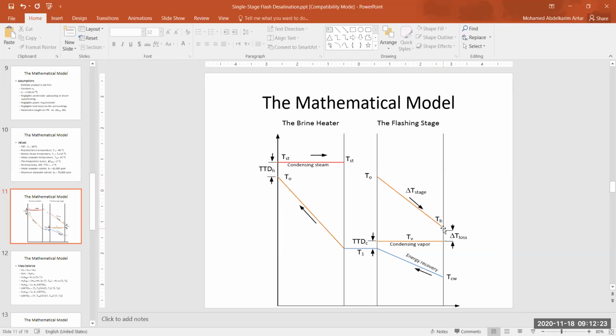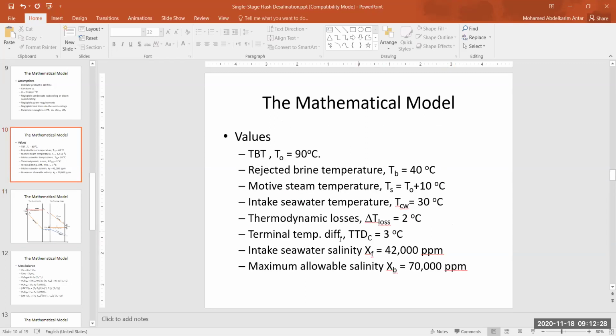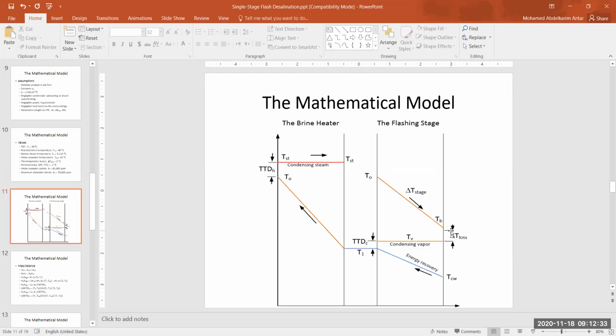Vapor is less than the T brine by the delta T loss, which is, according to these assumptions, about 2 degrees centigrade. It is this temperature, and accordingly, it includes the boiling point elevation. So the vapor temperature, if this temperature is about 40, then this is going to be 38. So you have vapor at 38, which is condensing at constant temperature, and we are going to make use of it to preheat the seawater from T cooling water into T1.